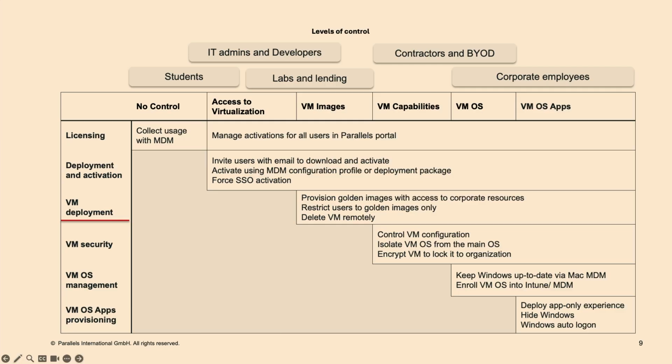Then you will go into the deployment of virtual machines themselves and consider their security by managing capabilities of these virtual machines, like isolation or encryption, or that one specific security setting of the virtual machine. As we go deeper, you will be able to control the operating system inside the virtual machine by enrolling the operating system into MDM or simply controlling the Windows updates. And as the last management step, we'll have provisioning of Windows applications to your users while hiding Windows overall from them.